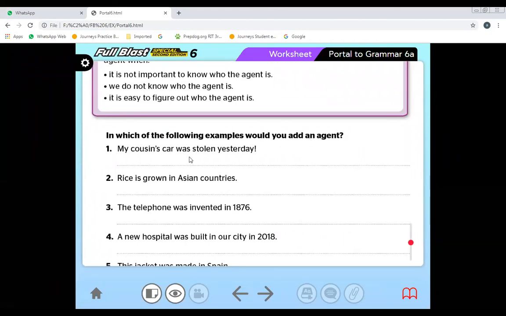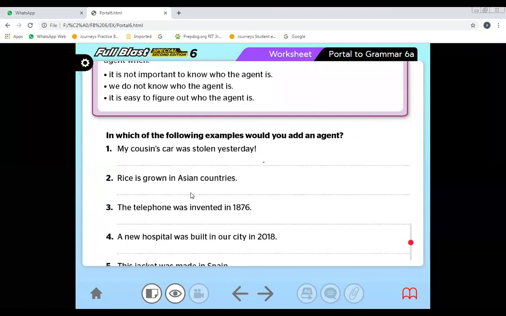Number 1, my cousin's car was stolen yesterday. Can I put the agent? Do I know the agent? No. Do I know the one who did the action? No. Is it necessary to write by? No. So the answer will be dash, because we don't need to write, or we don't know, the one who does the action.